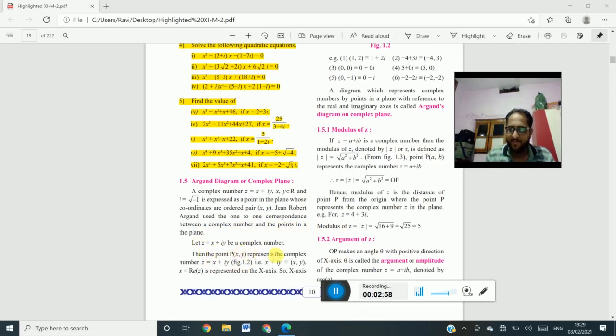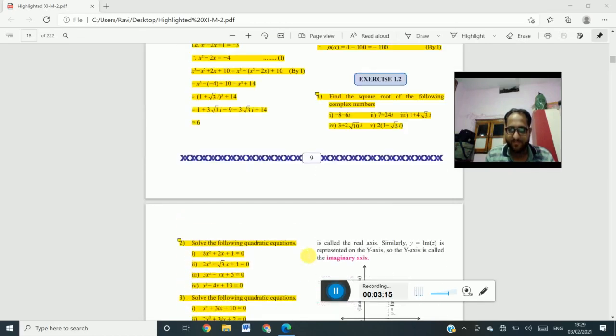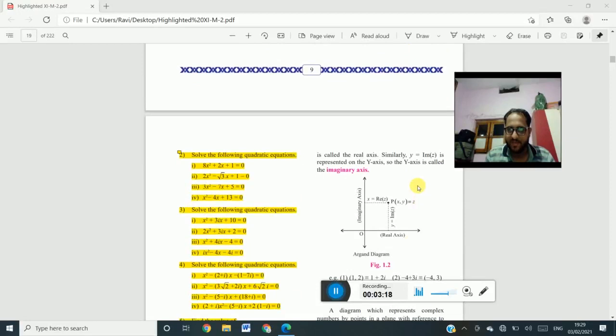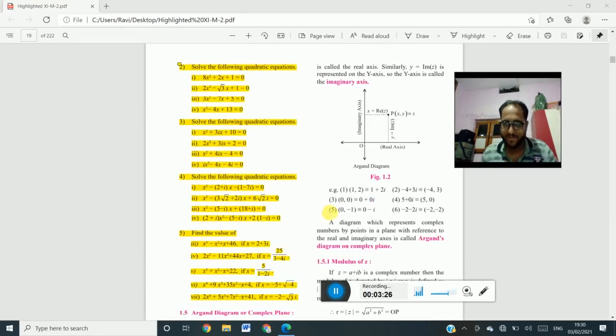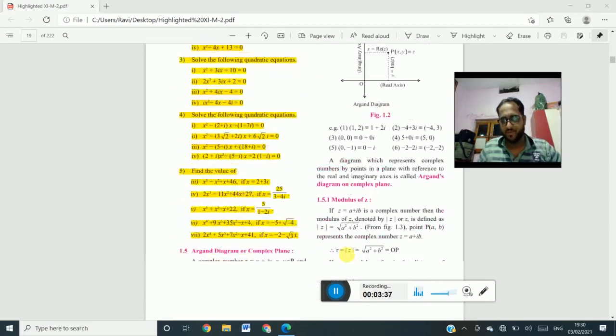So let z equals x plus iy be a complex number, then the point P(x, y) represents the complex number z equals x plus iy. So x, the real part of z, is represented on the x-axis, and the x-axis is called the real axis. Similarly, y, the imaginary part of z, is represented on the y-axis, and the y-axis is called the imaginary axis. The diagram which represents complex numbers by points in the plane with reference to the real and imaginary axes is called the Argand diagram of the complex number.